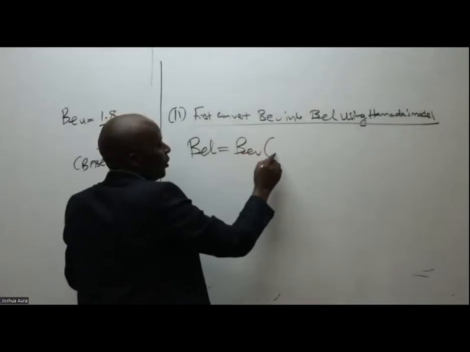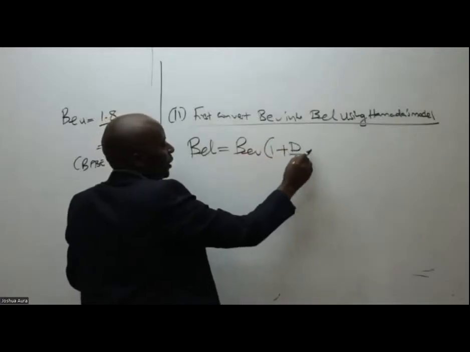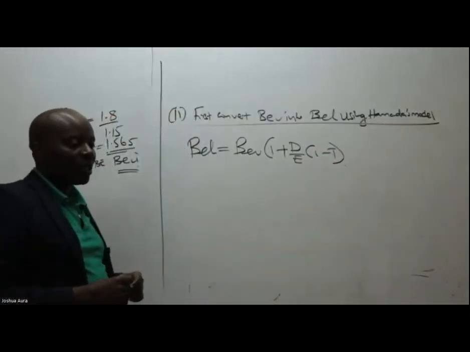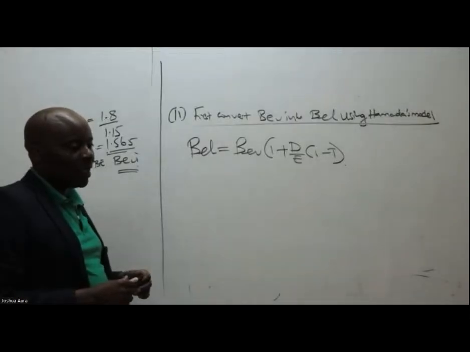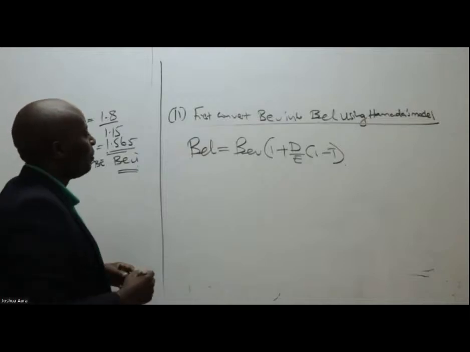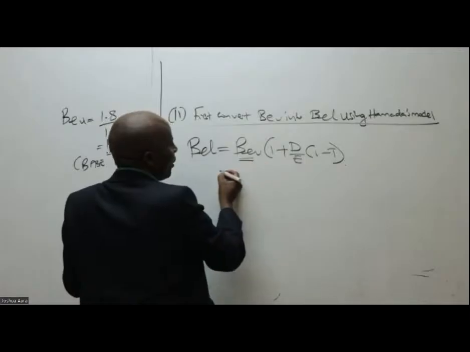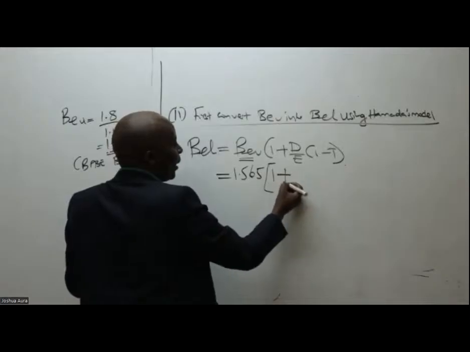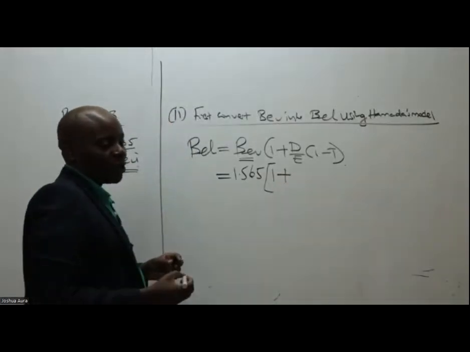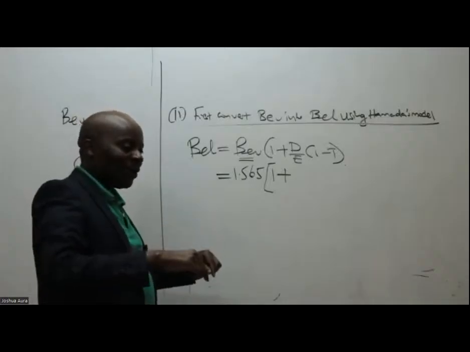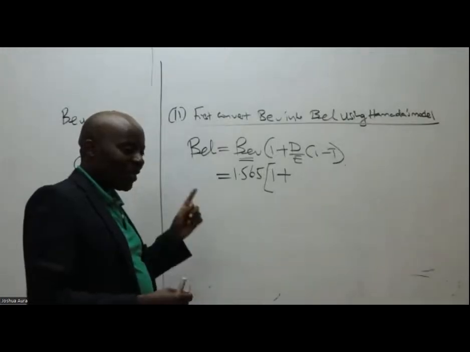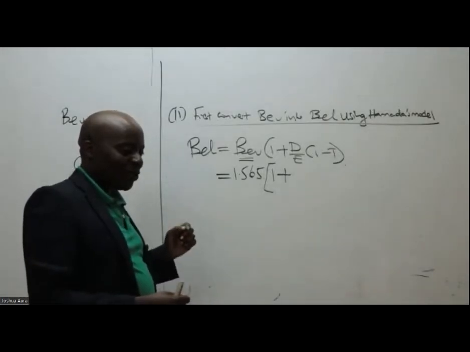Using Hamada's model, we know the formula: BEL equals BEU into 1 plus debt over equity, into 1 minus taxation. So, ladies and gentlemen, remember, I have this BEU, which is 1.565, into 1 plus debt to equity. So could you kindly give me the debt to equity of this scenario? The financing structure, debt to equity, I should write to what over what?